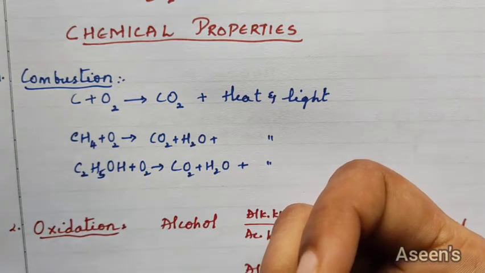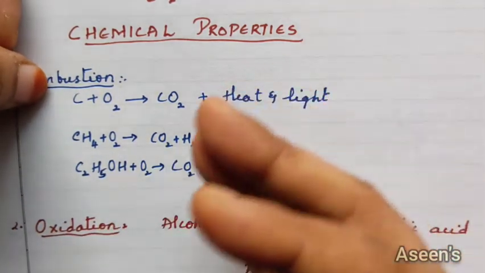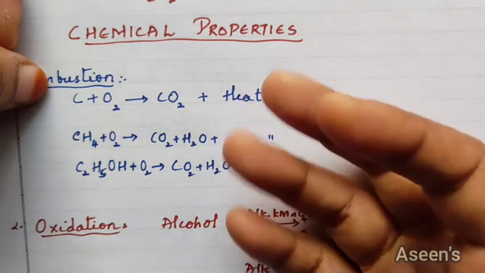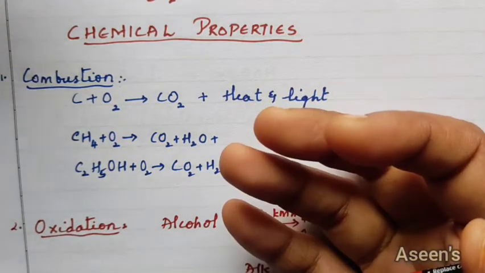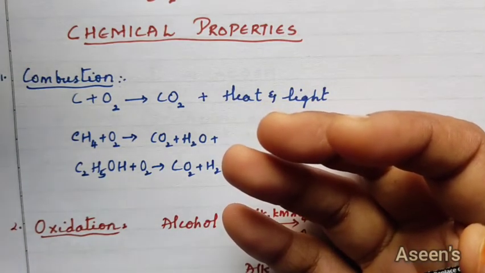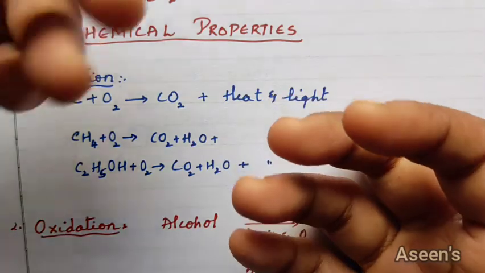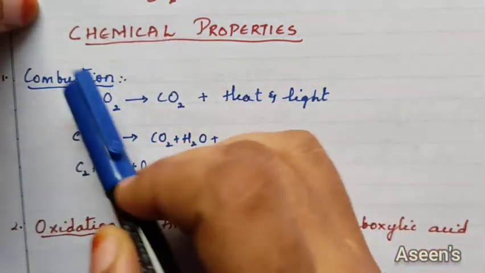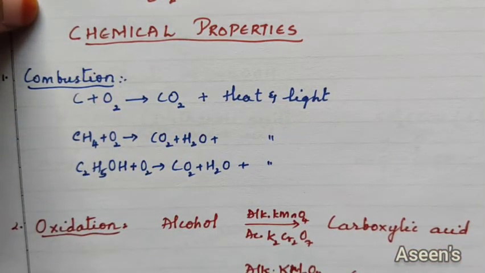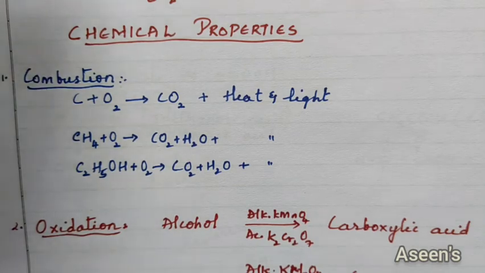So normally for combustion purpose, we select the fuel which is actually rich in carbon. The reason behind this is when you burn carbon compounds or anything related to carbon, it releases a large amount of heat and light, and that is the reason why carbon is preferred for combustion.